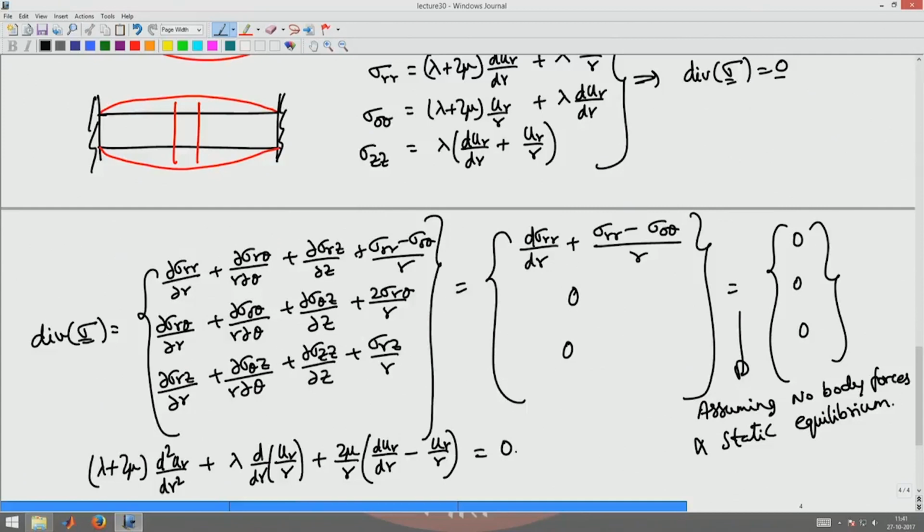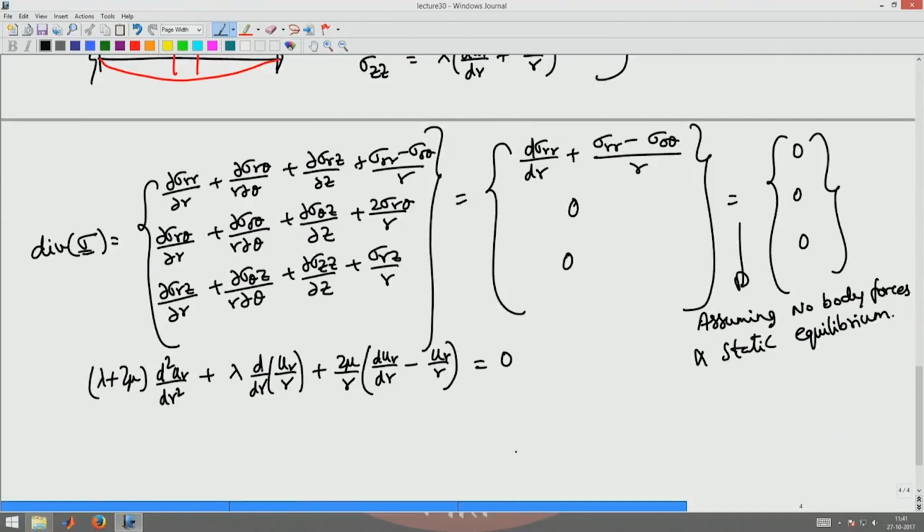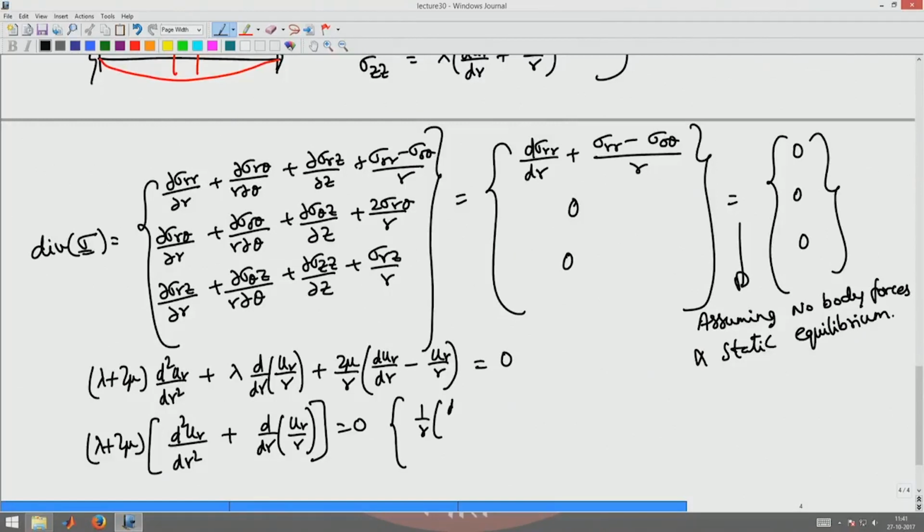equal to 0. Okay. Now, I can rewrite this equation as lambda plus 2 mu times d by dr of du r by dr plus d by dr of u r by r equal to 0, since I observe that 1 by r du r by dr minus u of r by r squared is nothing but d by dr of u r by r.